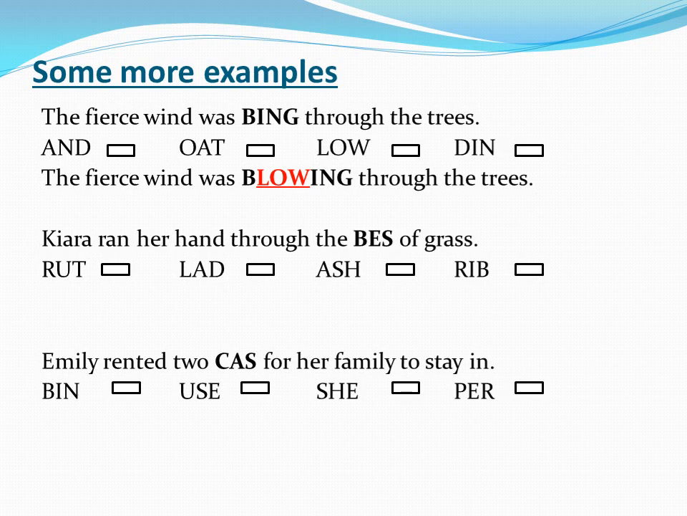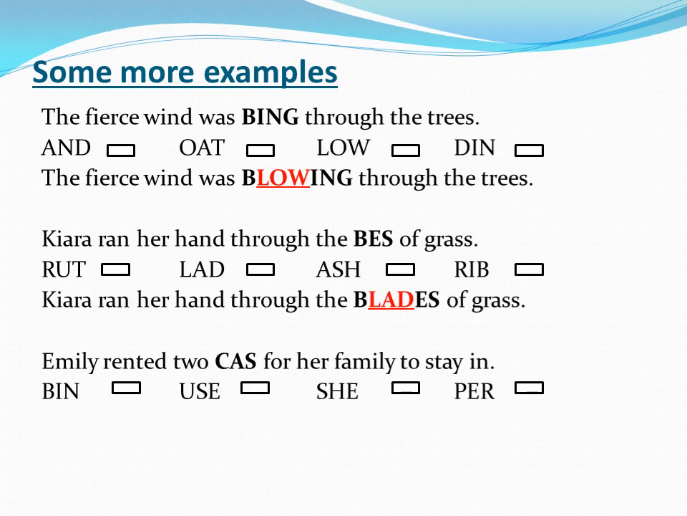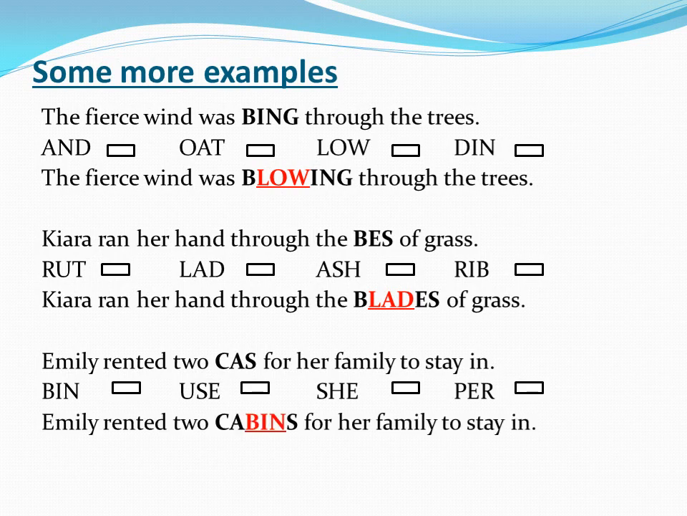Next one, Kiara ran her hand through the BES of grass. The options are rut, lad, ash, rib. So the right one is Kiara ran her hand through the blades of grass. So LAD. The last one, Emily rented 2 CAS for her family to stay in. The options are bin, use, she, per. So the right one is Emily rented 2 cabins for her family to stay in.